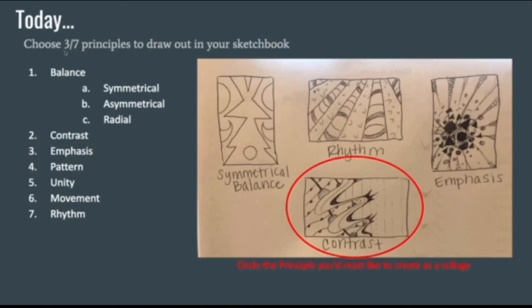So in your sketchbook, you have 7 principles. You are going to decide on 3 of them that you are going to exemplify or draw out as a composition sketch. So there are 4 here. You're only going to do 3. Choose the 3 you want to do, and after you have drawn them out, you are going to circle the one that you want to create as a collage in the future. So circle it, then you're going to take a picture of this and turn it into Google Classroom. So that is your assignment for today.